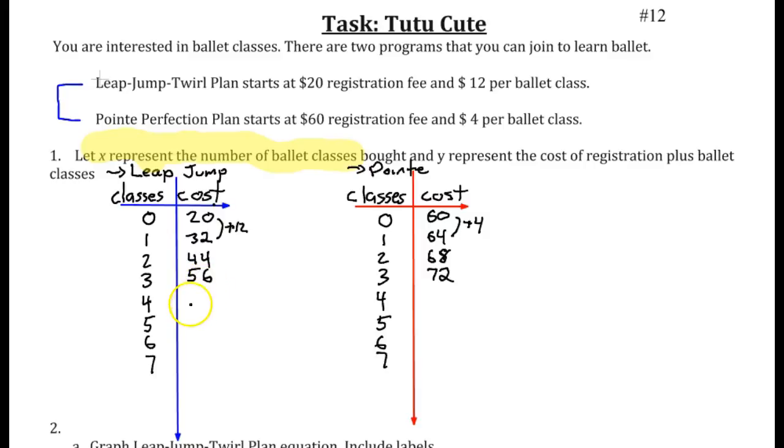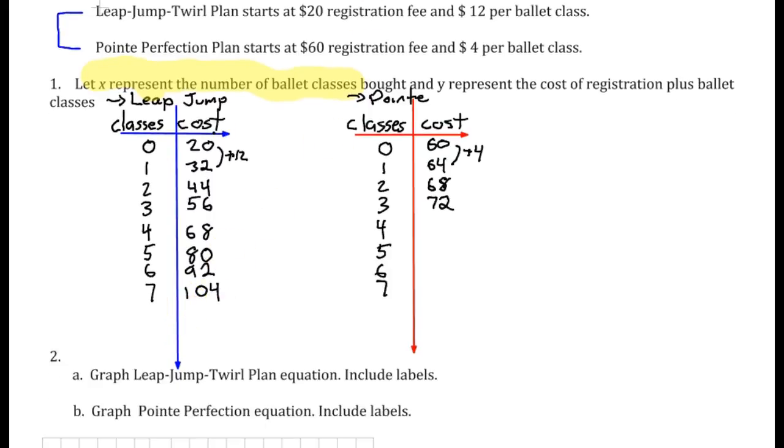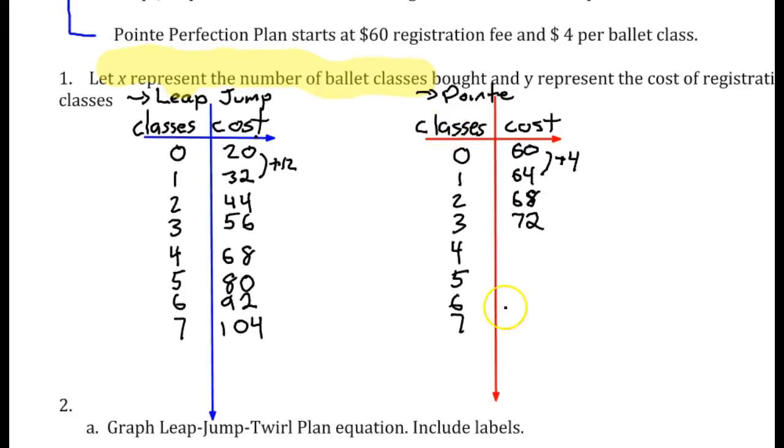So 56 plus 12 is 68. 68 plus 12 is 80. 80 plus 12, 92. And 92 plus 12, 104. Okay. And then continue counting by 4s on the other side, going up by 4. So 72 plus 4, 76 plus 4, and 80 plus 4, and then one more.